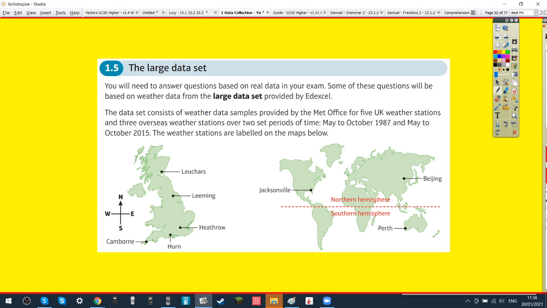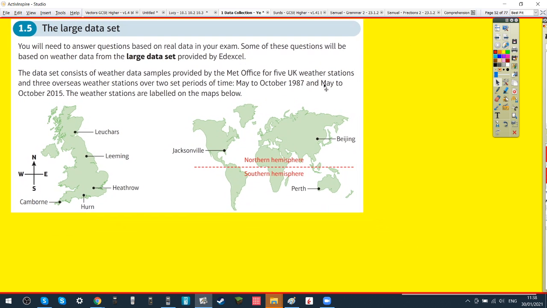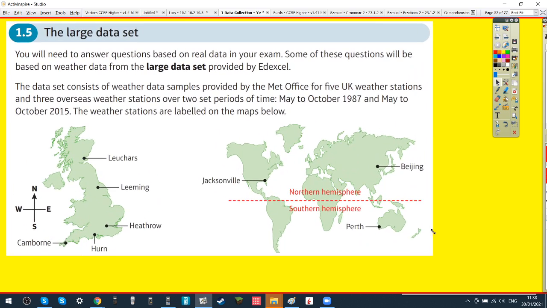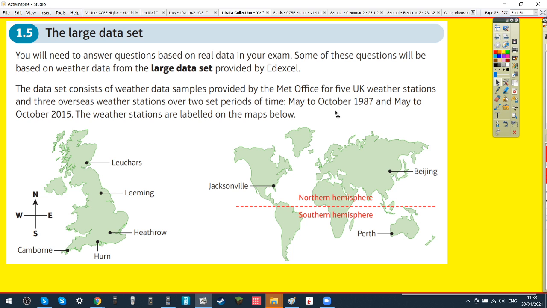So do you know how the large data set works? Have you heard of that? No. So you need to answer questions based on real data in your exam, and that data will come from weather data, so real world weather data. It's weather data samples. The UK, May to October 1987 and May to October 2015. The weather stations are located in places like Scotland, Midlands, south, east, southwest, south of England. Then you have Jacksonville in America, Beijing, and Perth in Australia.